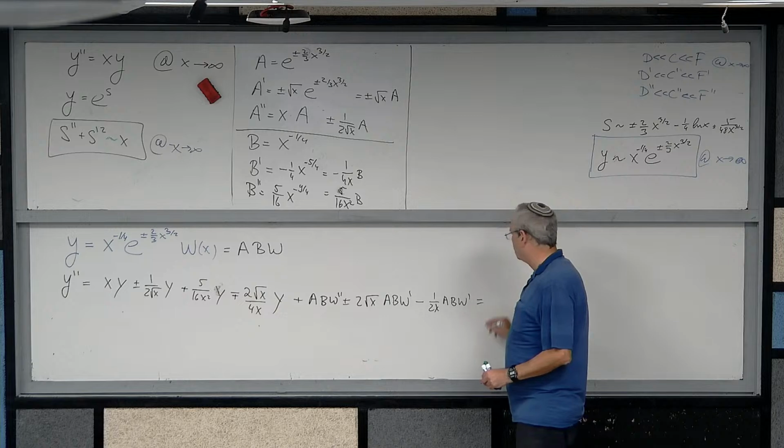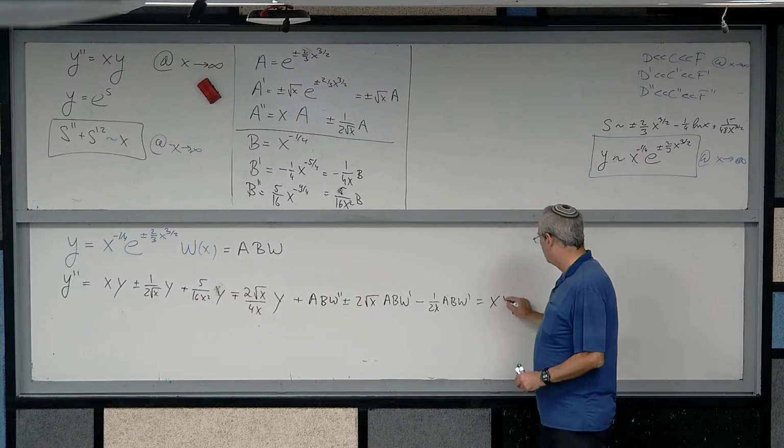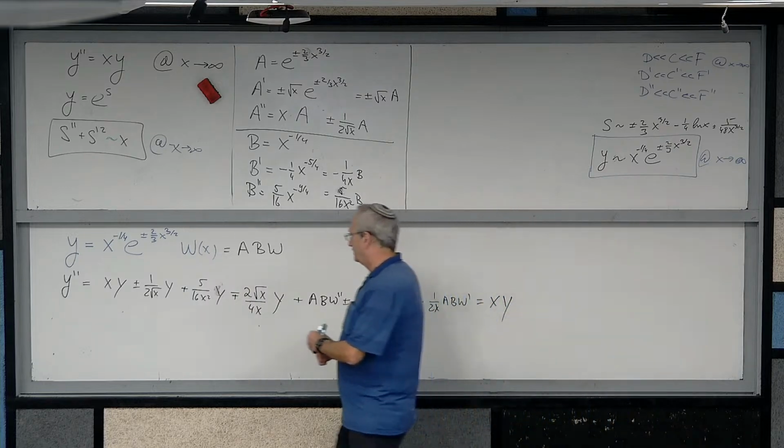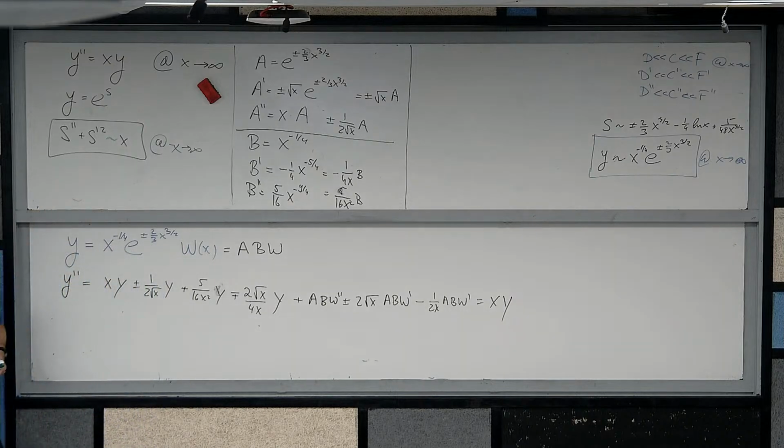Okay? Now, this is w double prime. And this should be equal to what? x times y. Good. And now we can see that the second term cancels out.